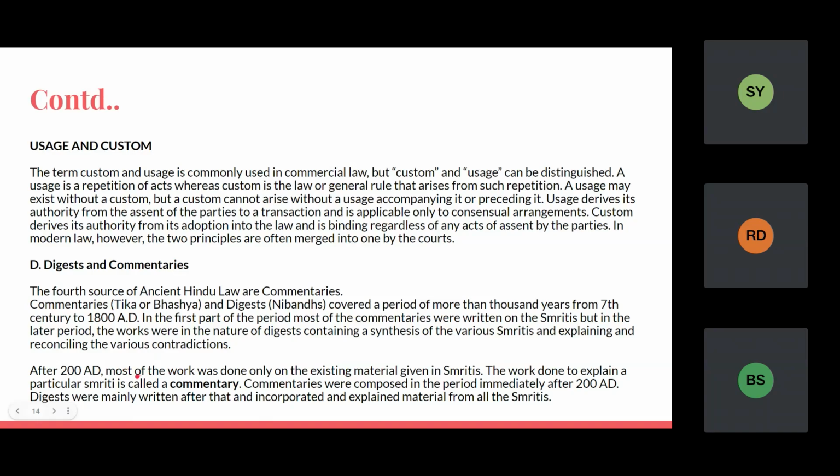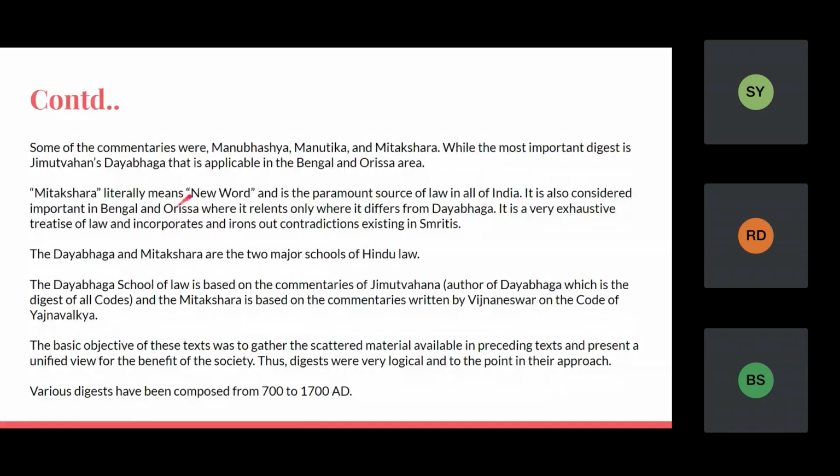Now, after 200 AD, most of the work was done only on the existing material given in Smritis. The work done to explain a particular Smriti is called a commentary, an explanation of Smritis by different sages in their own fashion. So commentaries were composed in this period, after 200 AD. What are digests? Digests were written after that and incorporated and explained material from all the Smritis. These are explanation versions given by sages, called digests. Some of the commentaries were Manubhashya, Manutika, and Mitakshara.